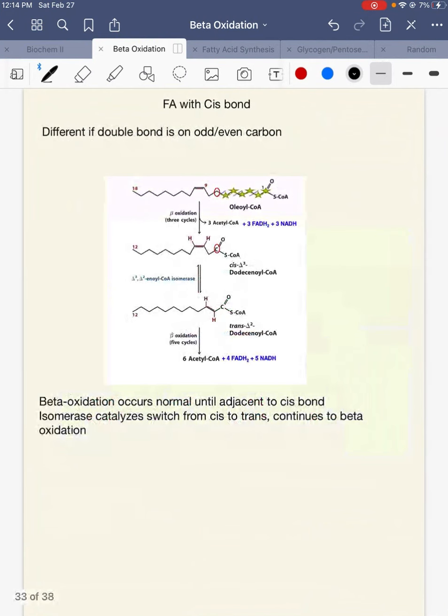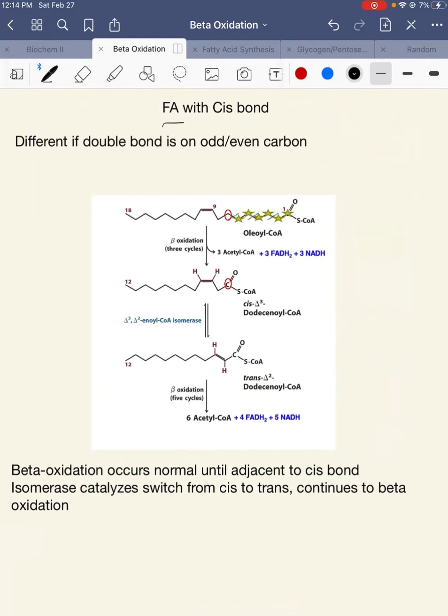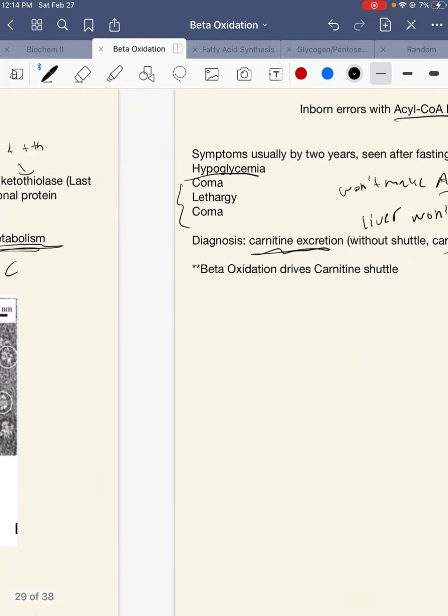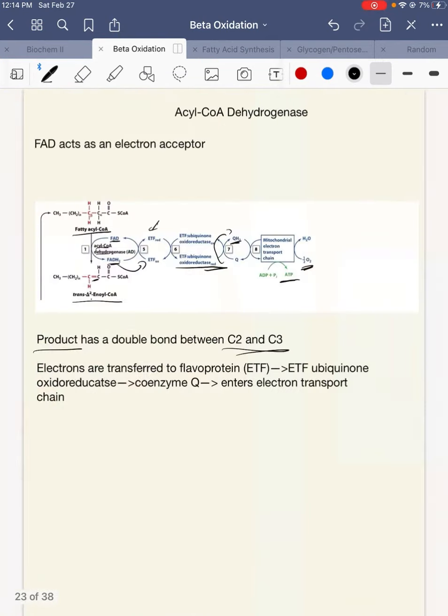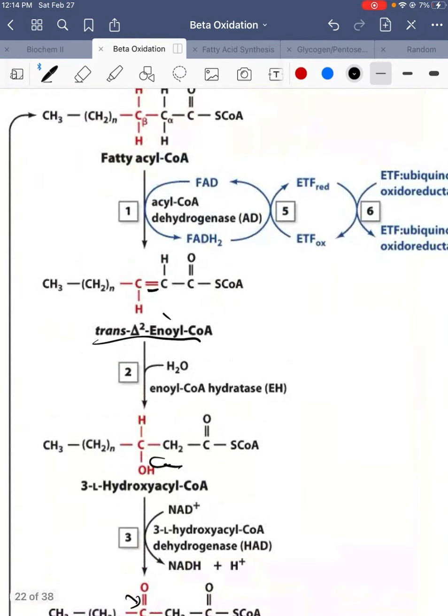Okay, let's talk about if we have a fatty acid with a cis bond. So let's go back. Basically, what we do in one of the steps is we create this trans bond. So if we have a fatty acid with a trans bond already, we can kind of skip the first step. Okay, and if we have a cis bond, we can kind of convert it into a trans bond and then enter from there.